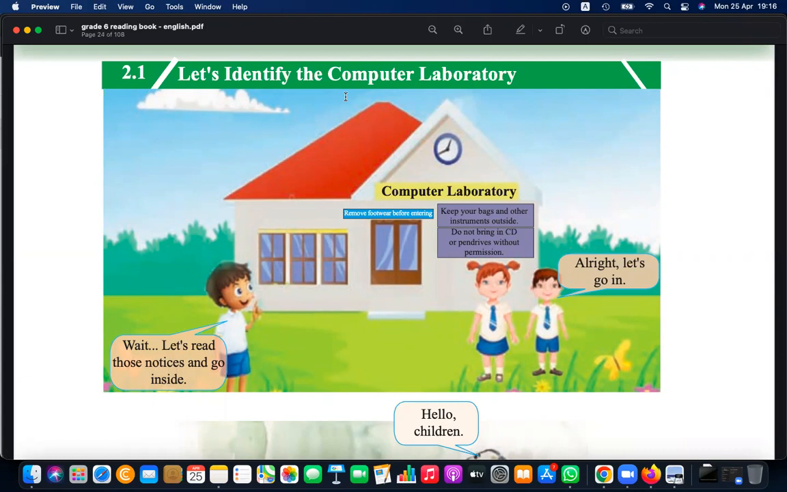But is it similar to the other classrooms or is it different? Yes, it is different. The main thing is you have computers there, and especially there are protection mechanisms. Unlike other places, mostly your computer lab is air conditioned. So what's the reason for air conditioning? Why is it air conditioned? Can you tell me a few reasons?